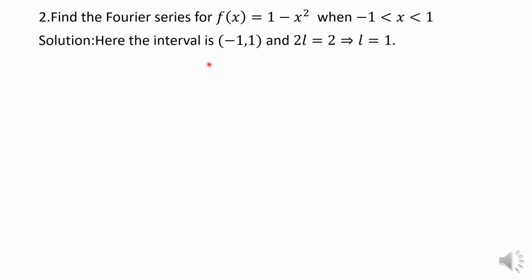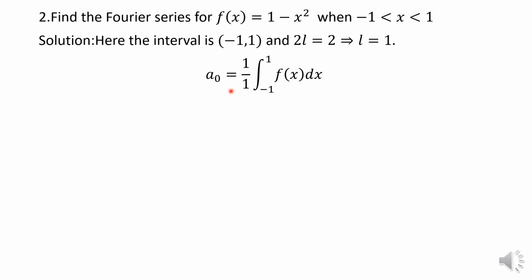Here the function is defined in the interval -1 to +1. So therefore the length of the interval is final value minus initial value, that is 2. Therefore 2l is equal to 2, which implies l is equal to 1. Therefore the period of the given function is given by l is equal to 1.